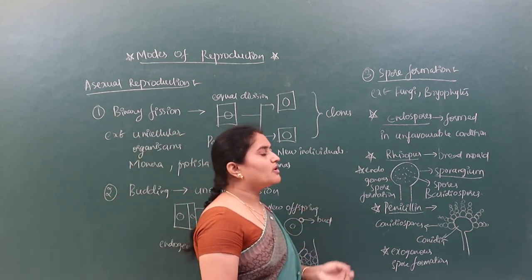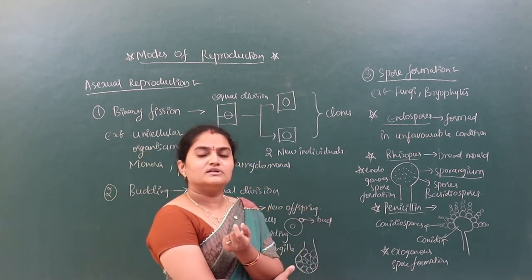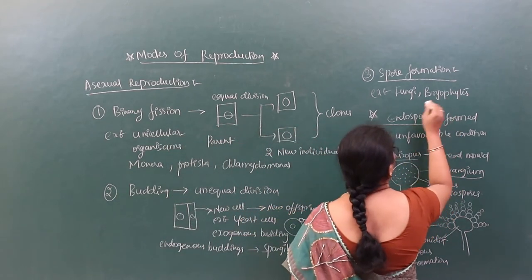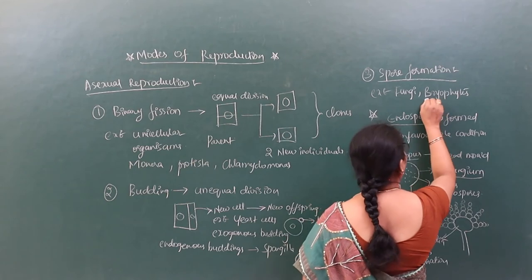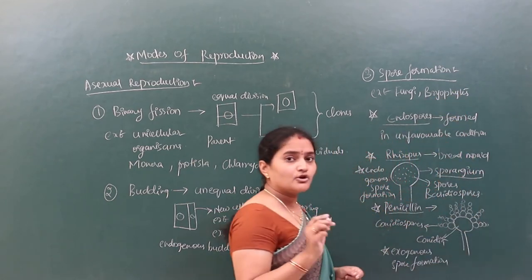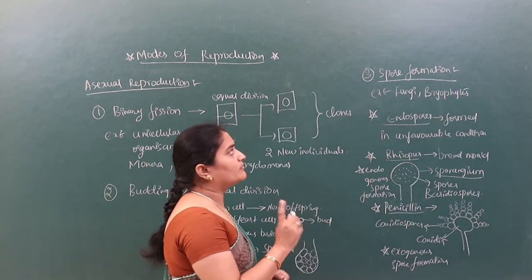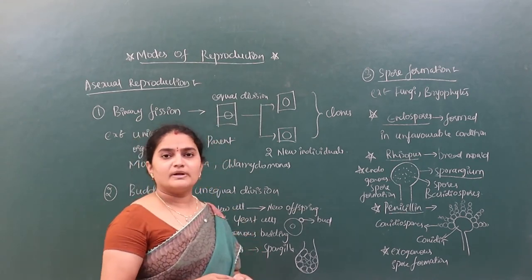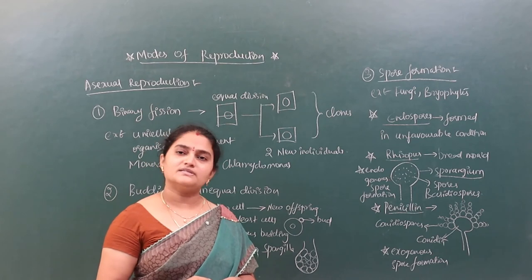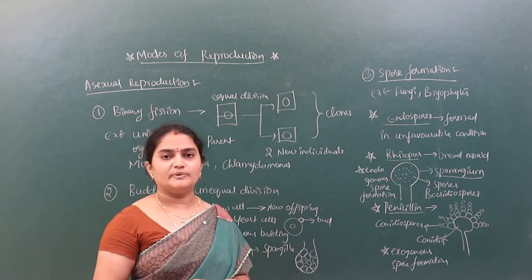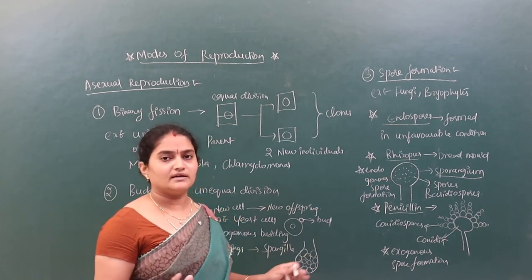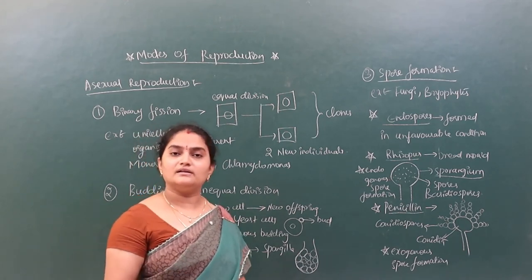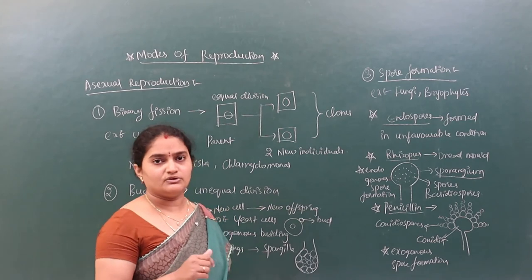And the next one is spore formation. Spore formation is done by fungi, unicellular organisms and some bryophytes. Endospores are formed under unfavorable conditions. They can withstand high temperatures, high pH, high salinity, anything, and they can survive. If favorable conditions are there, then they give rise to a new individual.